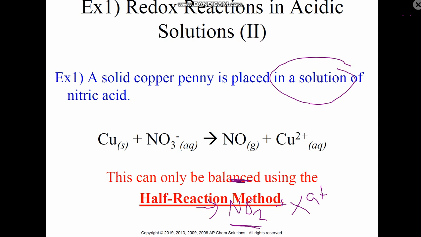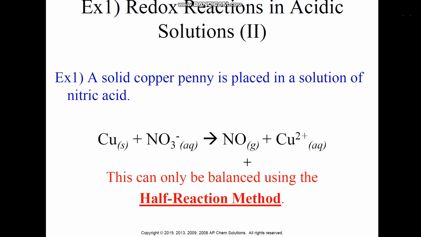An example of that would be right here, a solid copper penny. If you see here, you have copper reacting with nitrate. This is your balanced equation here. So you have your nitrate ion and then you get nitrogen monoxide and copper. This can only be balanced using the half reaction. So you'll notice here this is not balanced. We don't have any hydrogens, we don't have any waters here. So that is a problem, so we have to actually use this new method that I'm about to teach you.